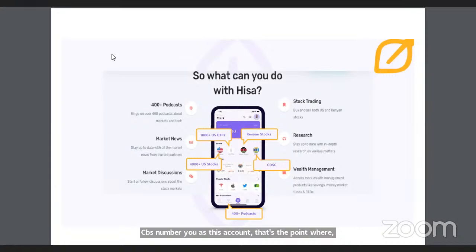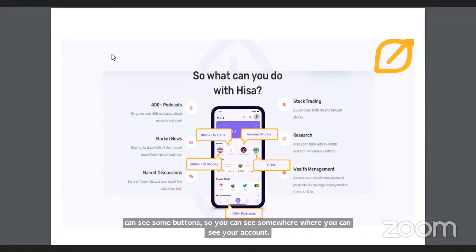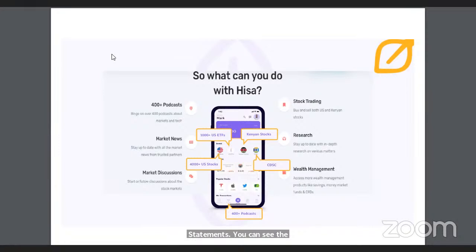And then for guys who have a CDS account, I think you can see some buttons. So you can see somewhere where you can see your account statements, you can see the option to transfer shares, and then the option to pledge shares. So for now, ignore the two buttons, that's pledge shares and transfer shares. These are a work in progress.